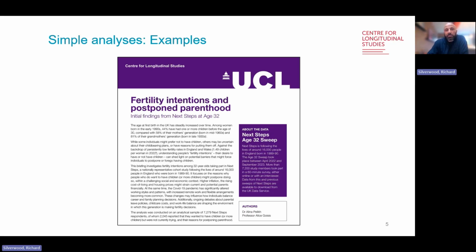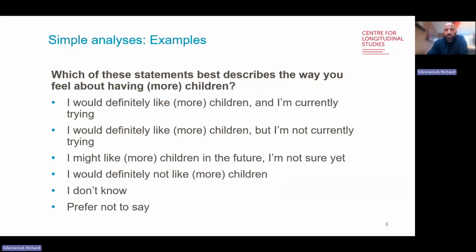First of all, an example that's taken from this briefing document that was published recently, looking at fertility intentions and postponed parenthood using the most recent data from Next Steps at age 32. Initially, there are some analyses using the responses the cohort members gave to this question: Which of these statements best describes the way you feel about having children or having more children as appropriate? You can see there's a range of different responses, from definitely liking to have children or more children and actively trying at present, through to definitely not wanting to have any further children.